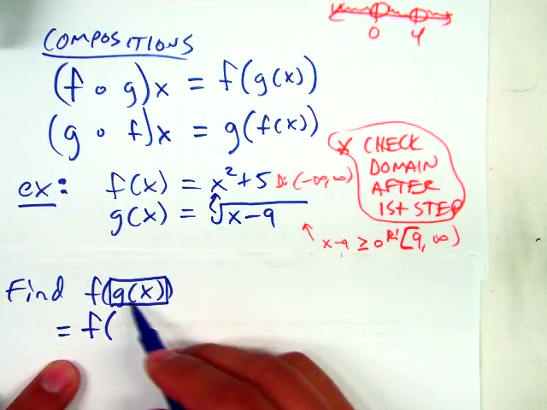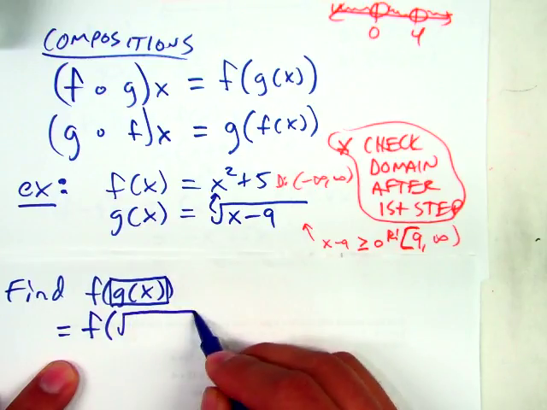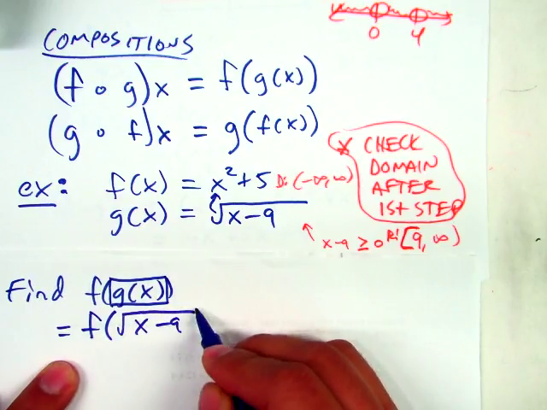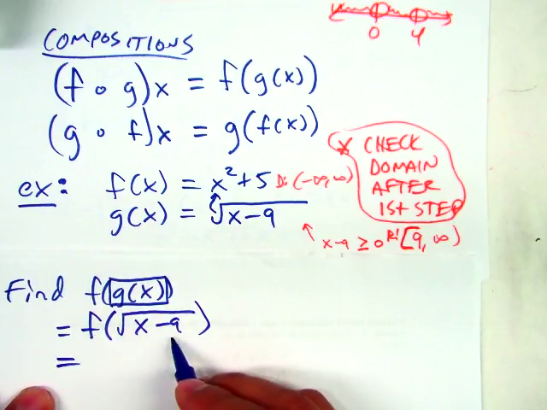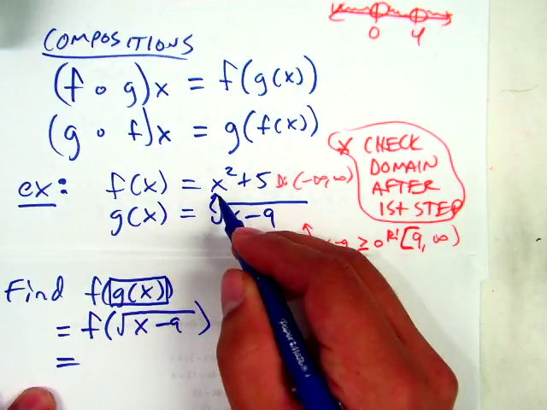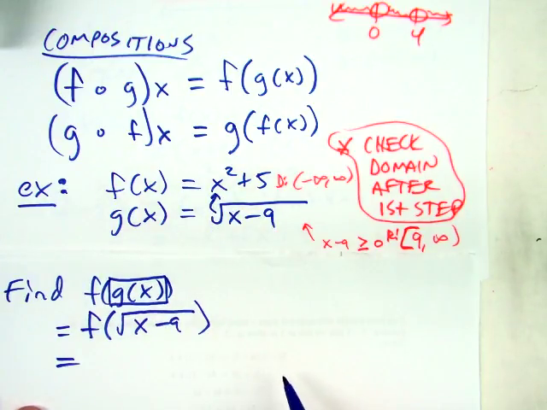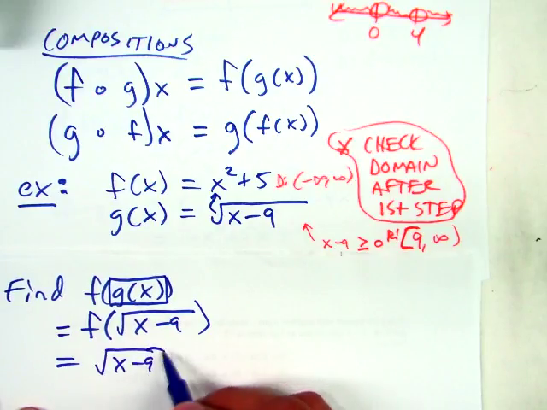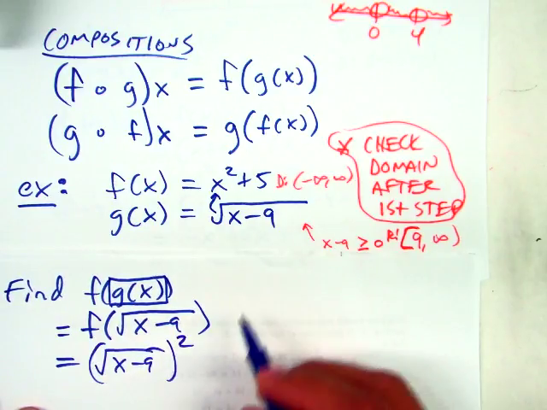Let's actually go one step at a time. What is g of x? G of x is the square root of x minus 9. So that is what we're going to plug in to the f function. So what's the next step going to say? Square root of x minus 9 squared. And then we still have the plus 5.